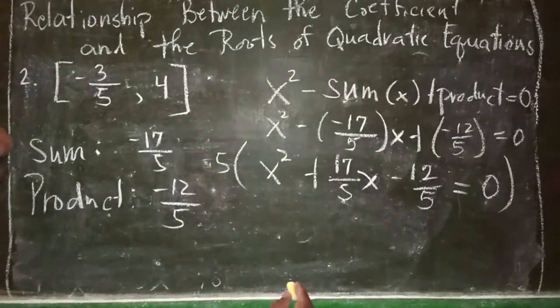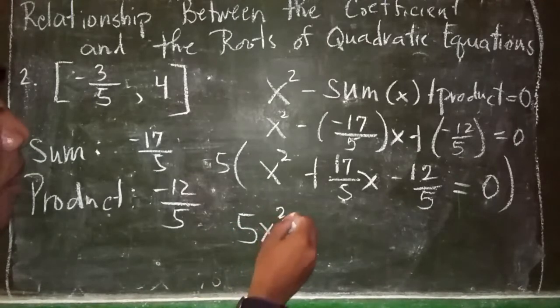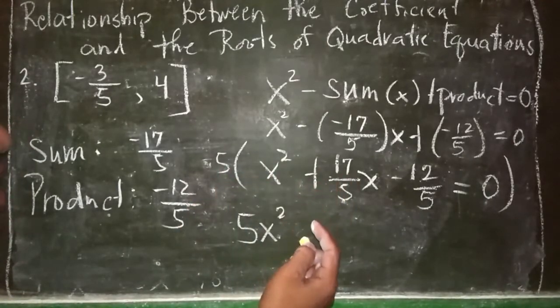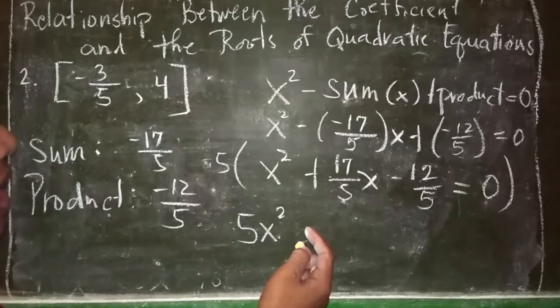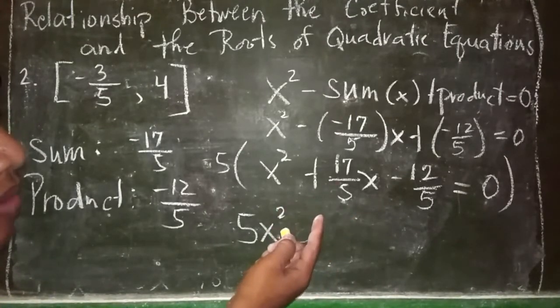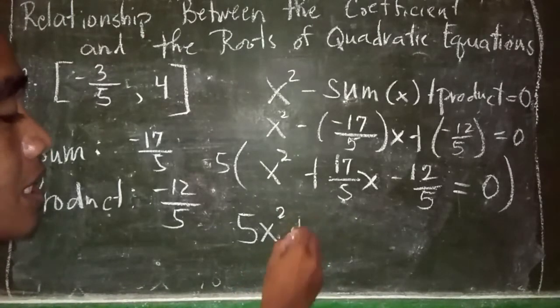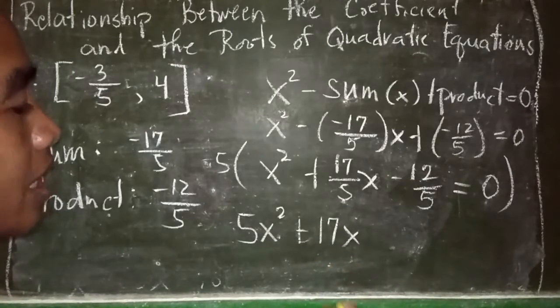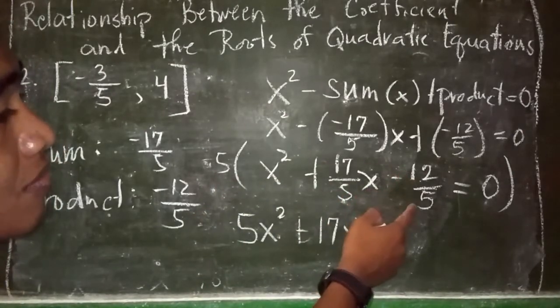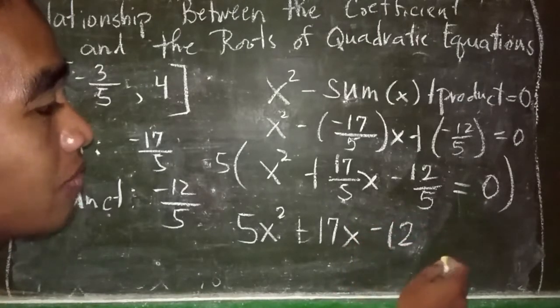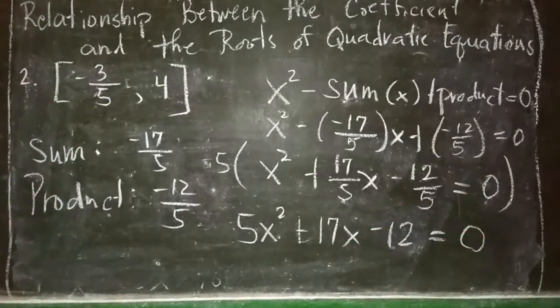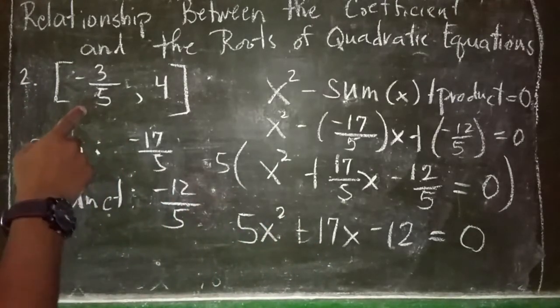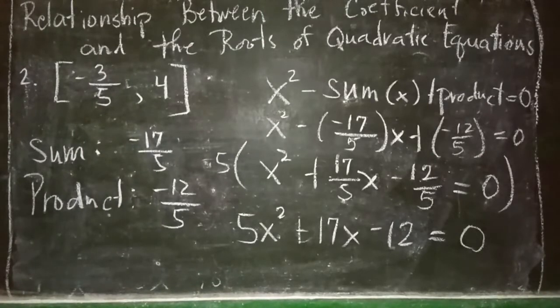Okay, so 5 times x squared, 5x squared. Then 5 times 17, 85 divided by 5, that is still 17x. Then 5 times negative 12, negative 60 divided by 5, that is negative 12, equals 0. So, the equation whose roots are negative 3 over 5 and 4 is 5x squared plus 17x minus 12 equals 0. So, ito yung equation na merong roots na negative 3 over 5 and 4.